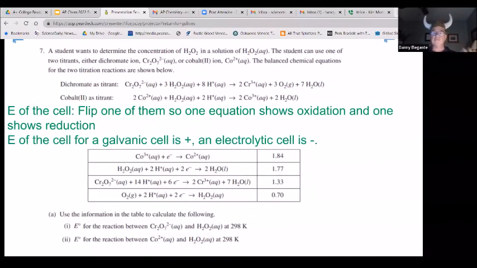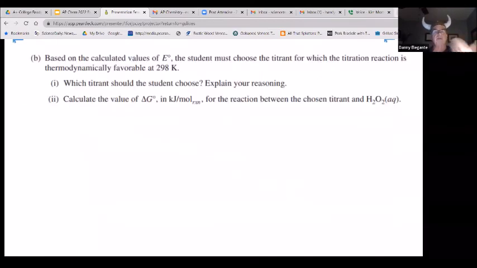And then I just wanted you to see that the E for a galvanic cell is positive, and an E for an electrolytic cell is negative. Some of y'all haven't heard those words before. That's okay. All right. So based on the calculated values, you have to pick the one that is thermodynamically favorable. Which one would you choose? Explain your reasoning, and then calculate delta G.